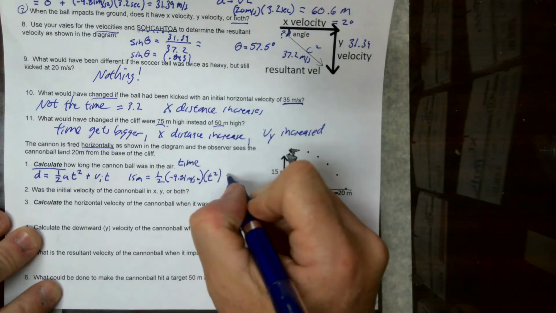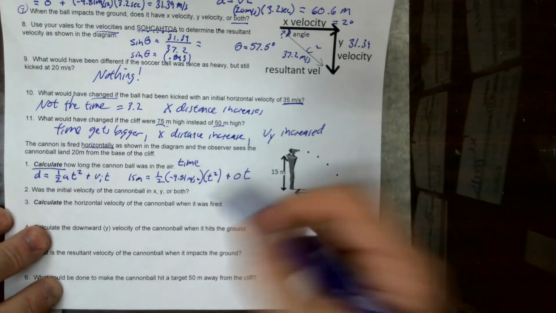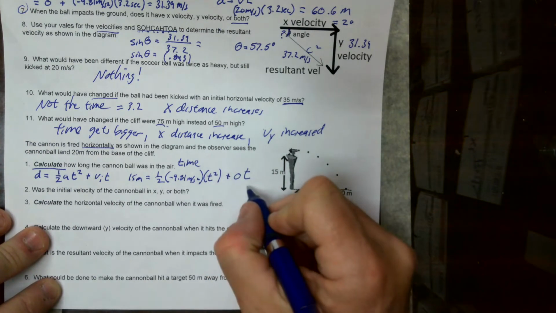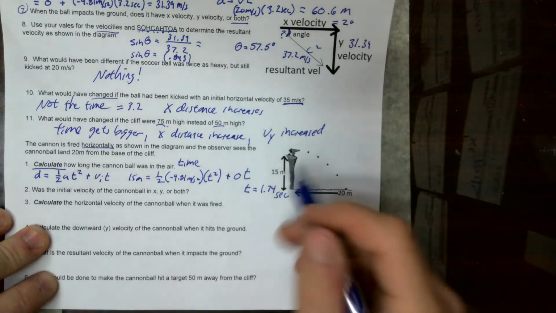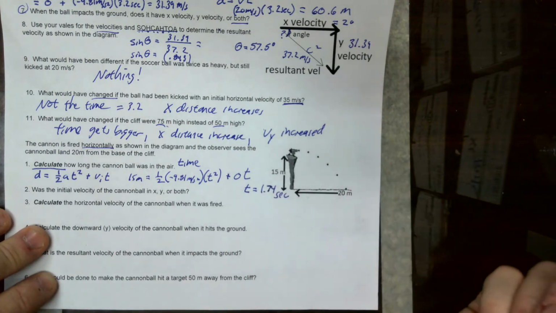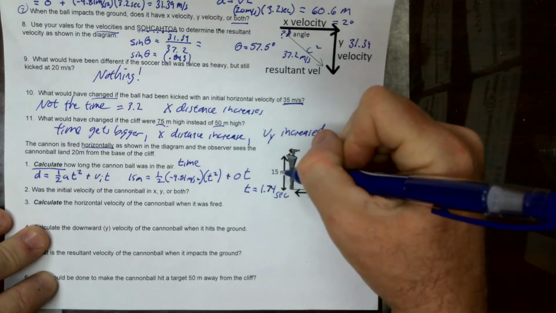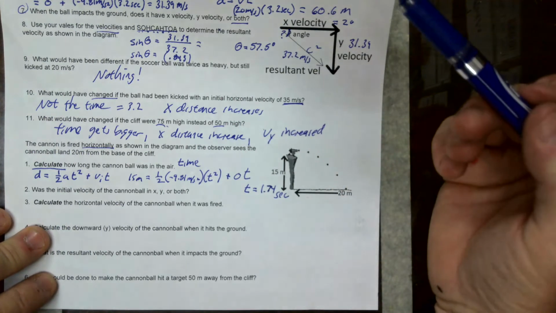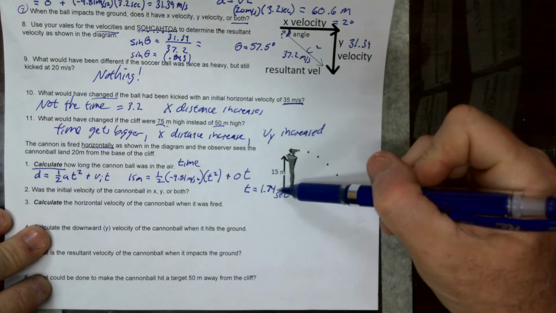This is time squared. The initial y velocity is 0, so that's nice, it cancels that out. Now all I've got is one unknown variable, and I can solve for the time. So I solve the math, and I get 1.74 seconds, which makes sense because this is a much shorter cliff than the one we had in the previous problem. In the previous problem, it took 3 seconds to fall 50 meters, so yeah, 15 meters is going to be a much shorter amount of time.